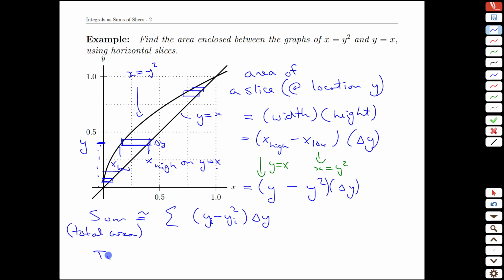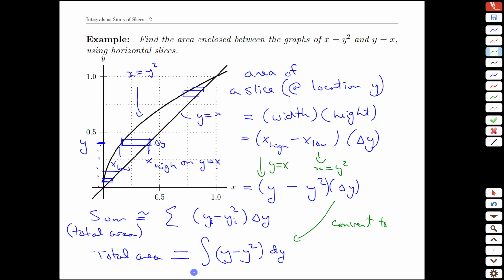Or the total area is exactly equal to the integral of, going back to the generic slice, y minus y squared, and the delta y gets converted to a dy, indicating an infinitesimal, or a limit as delta y goes to 0 of the heights.